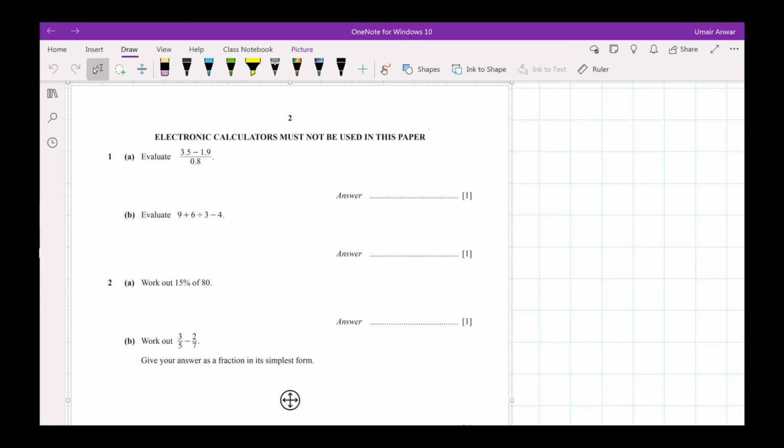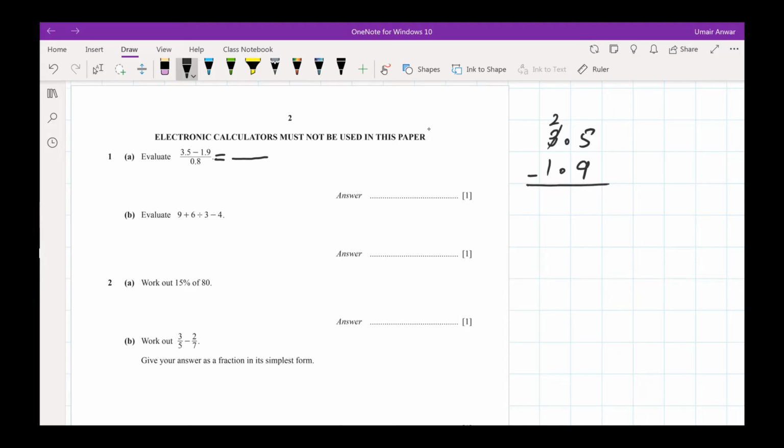This question is related to the topic of numbers in our syllabus. Question 1 part A says that we have to evaluate this fraction. So in order to evaluate this fraction, we have to first simplify the numerator, where 3.5 is written and 1.9 is being subtracted from this. So we write 3.5 and 1.9 is subtracted from it.